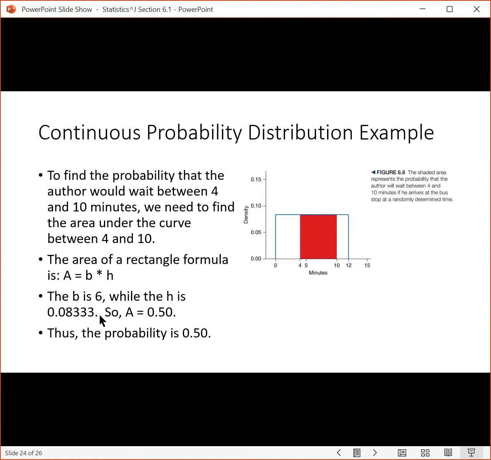So that's the height. And then if you've got base and height, you can multiply them to get area. So 6 times 0.0833 is 0.5. And so thus the probability is 0.5.